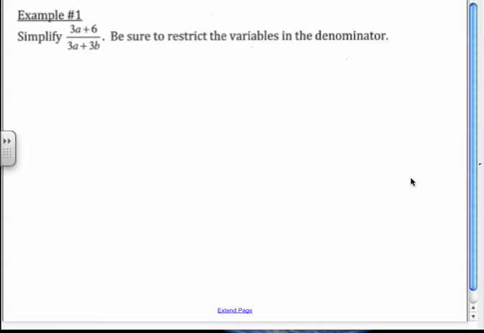Okay, example number 1 says simplify 3a plus 6 over 3a plus 3b. And then it says, please be sure to restrict the variables in the denominator. Okay, now we're going to do that after we simplify the fraction. Now, you'll remember in the instructions, it said that we need to factor the numerator and the denominator completely.